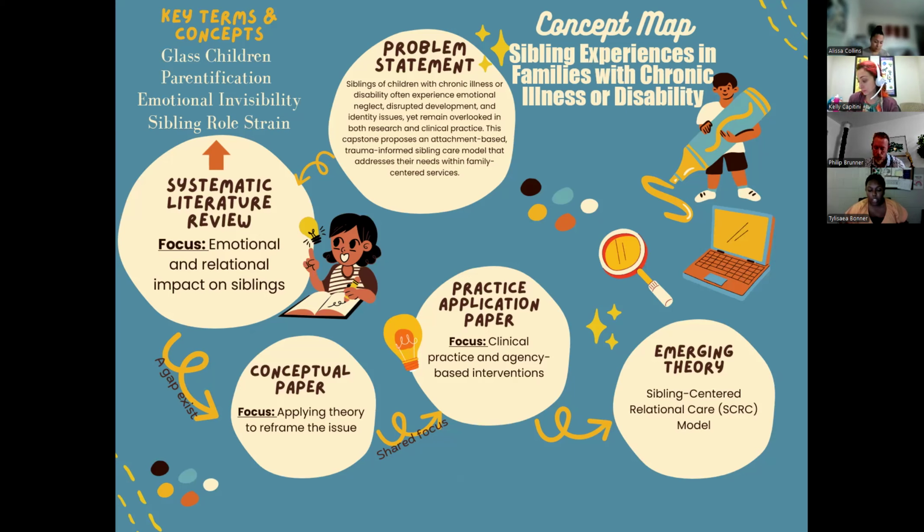This framework is a call to action for clinicians to reorient their practice, for agencies to expand their scope, and for policymakers to consider long term emotional effects of chronic illness on the entire family. To conclude, my capstone project elevates the experiences of a too often overlooked population and offers structured theory and a theory informed path forward. By addressing these siblings' emotional and relational needs, we can improve not only their outcomes, but the overall resilience of families facing chronic illness or disability.